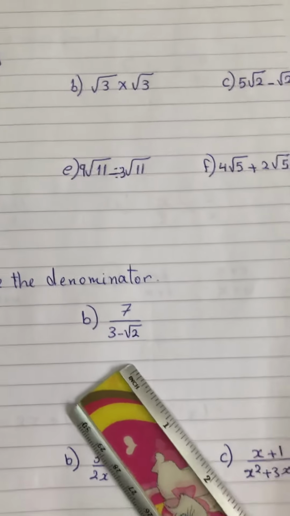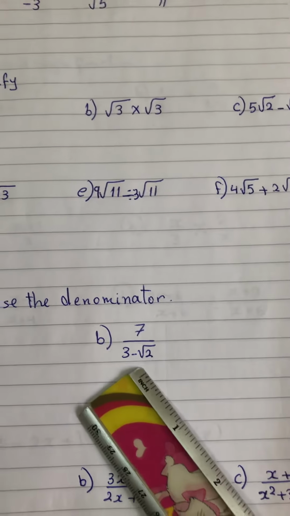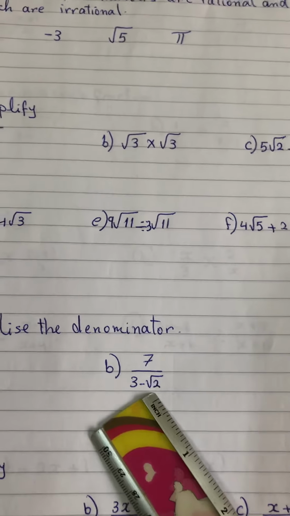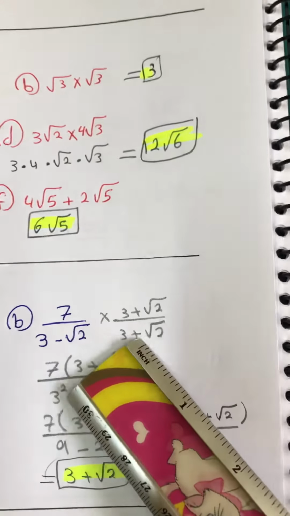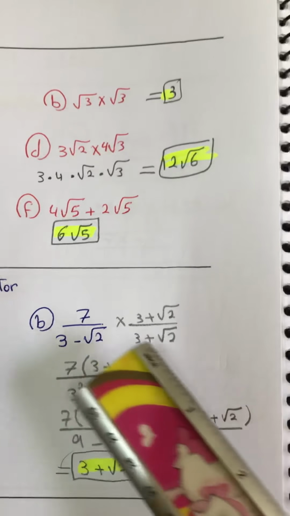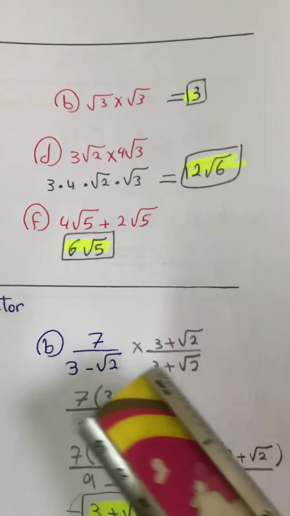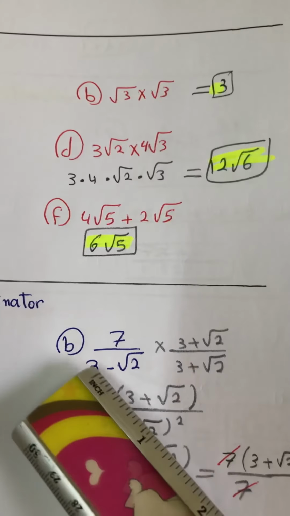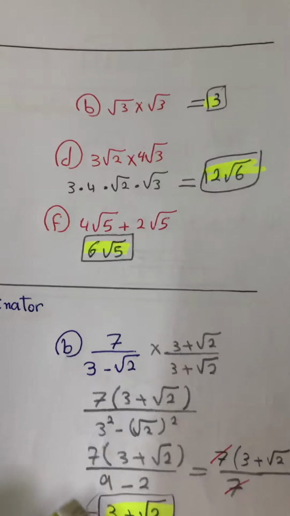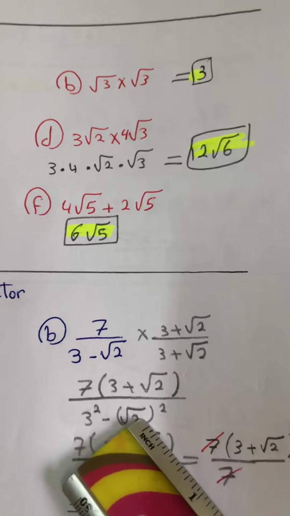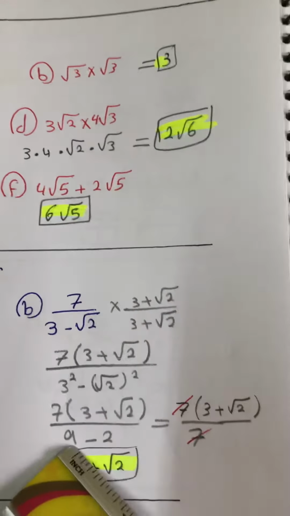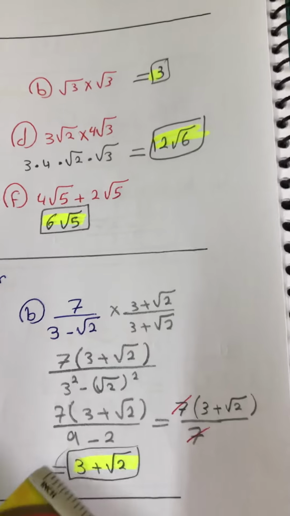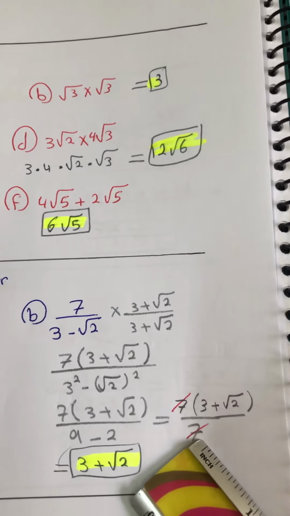To rationalize this kind of fraction, 7 over 3 minus square root of 2, you will multiply by 3 plus square root of 2 both up and down, like this. Down, multiply brackets, one negative and one positive, so I depend upon the fact that I'll take the first square minus the second square. So I'll take 3 square minus square root of 2 square. 3 square is 9, and the square root of 2 times the square root of 2 equals 2. So 9 minus 2 equals 7. By this way, I rationalize the denominator.